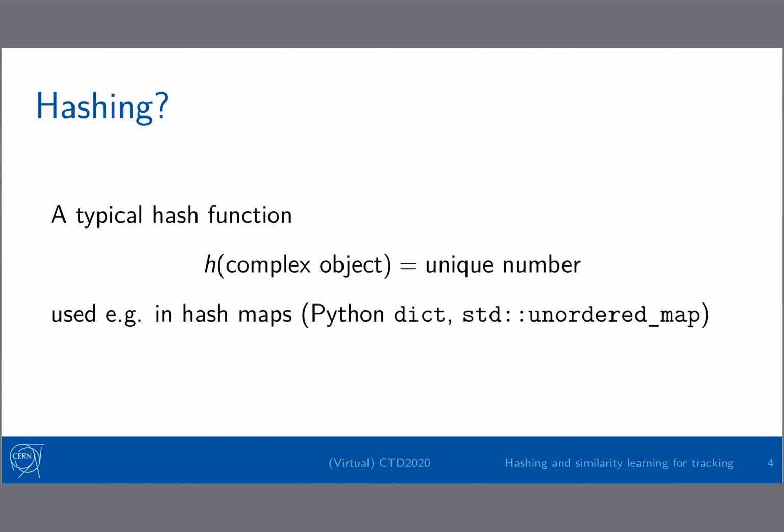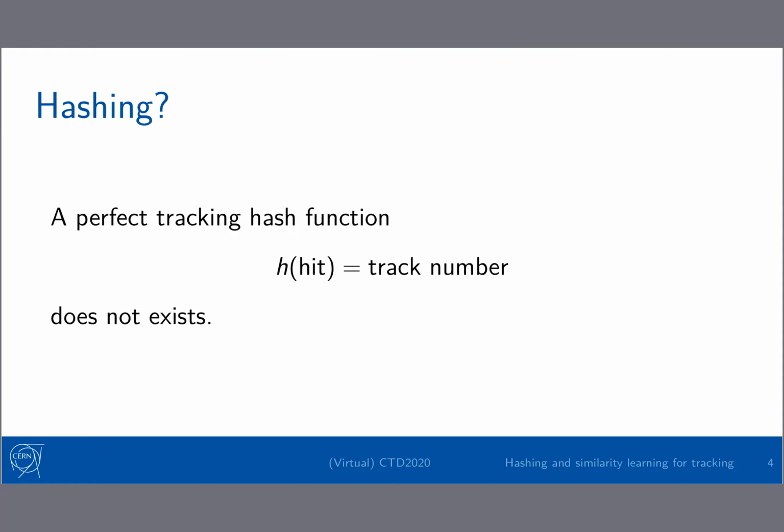What do we mean by hashing? You might know what a typical hash function does. You have a complex object, apply the hash function, and it gives you a number. This you can then use in hash maps, for example Python dictionaries or C++ unordered maps, to do fast lookup of complex objects in constant time. How would that look for tracking? Ideally, you would want a perfect tracking hash function where you compute the hash function for a given hit and it directly gives you a track number. Unfortunately, that does not exist because hits don't have track identity.